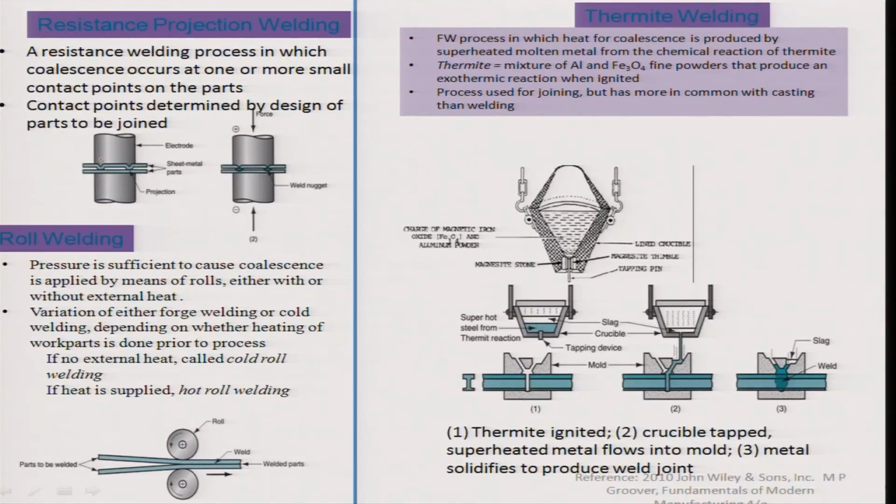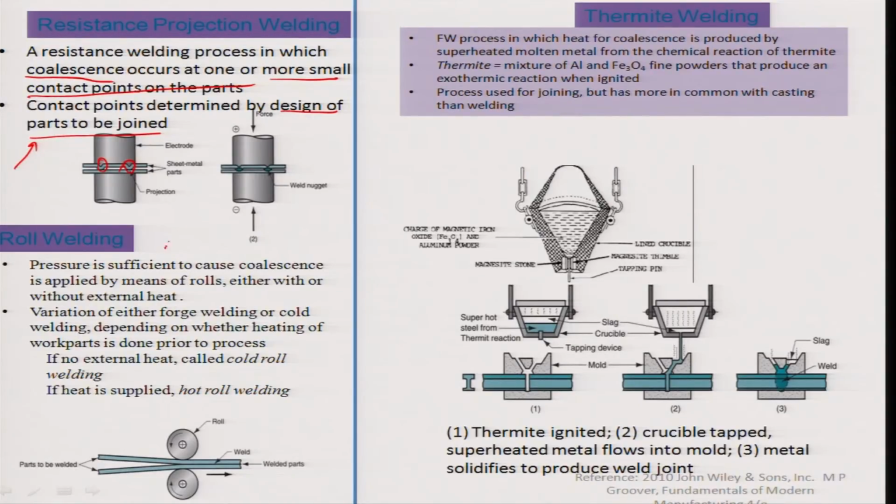So you can see here, for example, there are these two projections along which the resistance welding process happens. So it basically achieves coalescence at one or more small contact points on the part. The contact points can be determined by the design at the phase where you really need to illustrate the joint strength and how the two parts are being joined to each other.